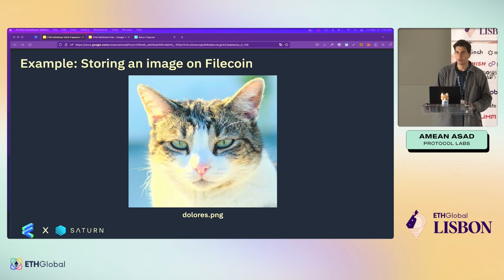And from there you can get reliable, provable methods that prove to you that Dolores' picture will be replicated, and you can retrieve it whenever you want as long as your deal is valid. And it's as simple as that. Hopefully this gives you a better idea of what Filecoin is as a network and how it works.